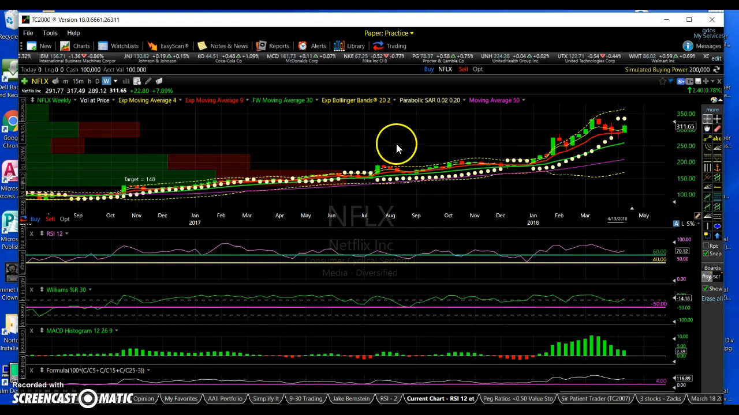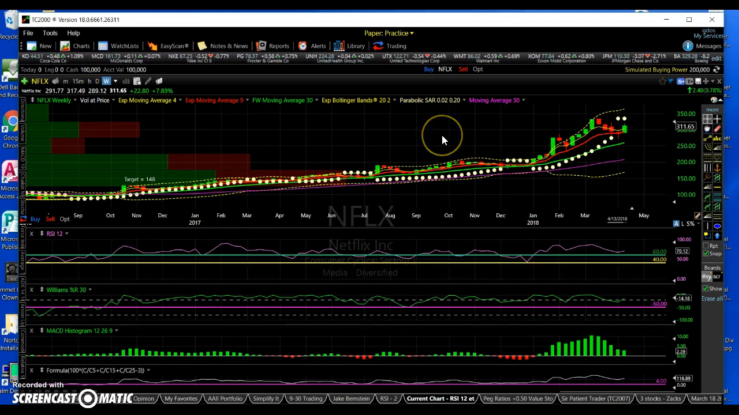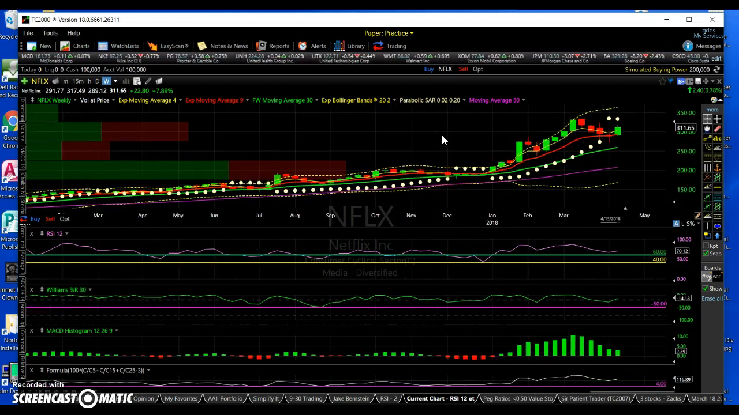Here's Netflix, weekly chart. You can see that this thing was at about $100 a share back at the beginning of the year. Now it's at 311.65. That was a hell of a nice move on Netflix. Well, it rallied up here, pulled back to the buy zone, and last week it had a nice week again.